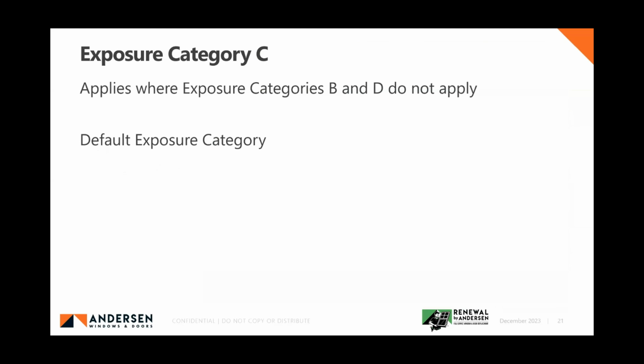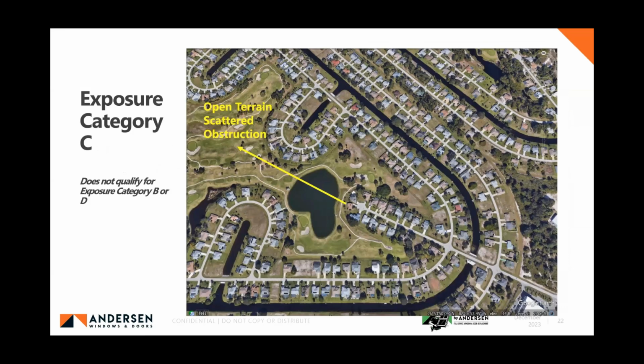Okay, so here's an example of exposure category C. You have to look at each building specifically. You can't look at an area and just say, this area looks like exposure category B, or exposure C, or whatever. You have to take your individual building and look in all directions. And like I said, using the Google Earth measuring tool or some other similar tool, measure out 1,500 feet from the building and see if you qualify as exposure category B.